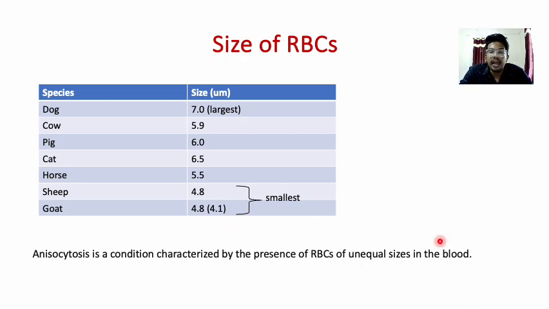And next feature is the anisocytosis. Anisocytosis is a condition characterized by the presence of RBCs of unequal sizes. Aniso means different sizes of RBCs.